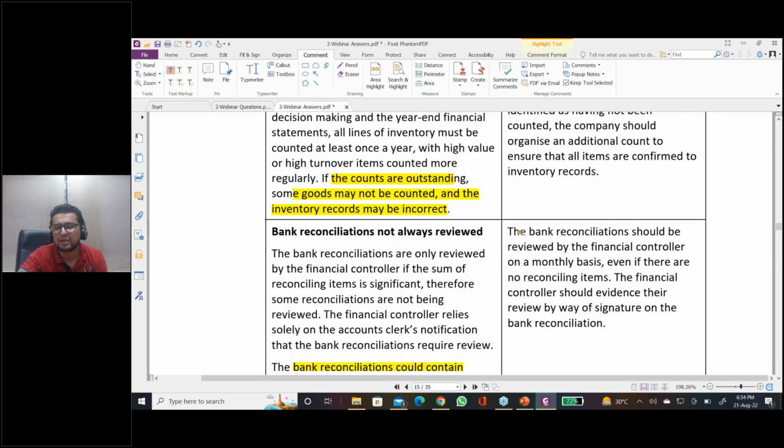What should be your recommendation? The bank reconciliation should be reviewed by the financial controller on a monthly basis, even if there are no reconciling items. And moreover, the financial controller should sign it just to make sure there is an evidence of the review.